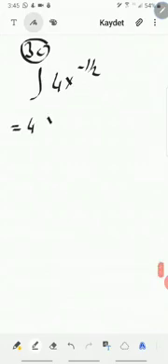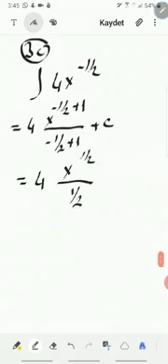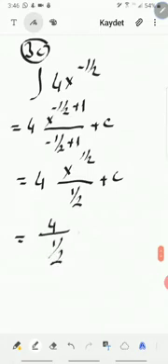4 is the coefficient, x to the power minus 1 over 2. We will add 1 to the power and divide by the same number. Accordingly, we get x to the power minus 1 over 2 plus 1, which gives 1 over 2. And the denominator, of course, will be the same, plus c. So, 4 divided by 1 over 2, x to the power 1 over 2 plus c.